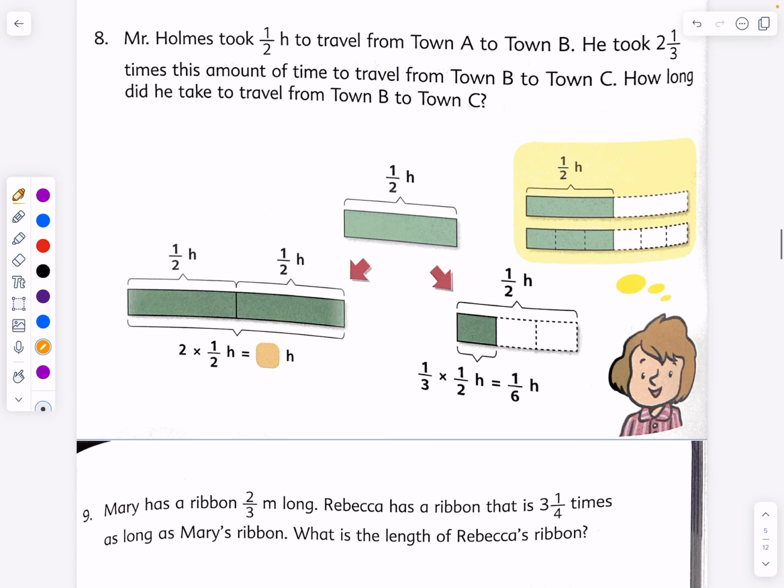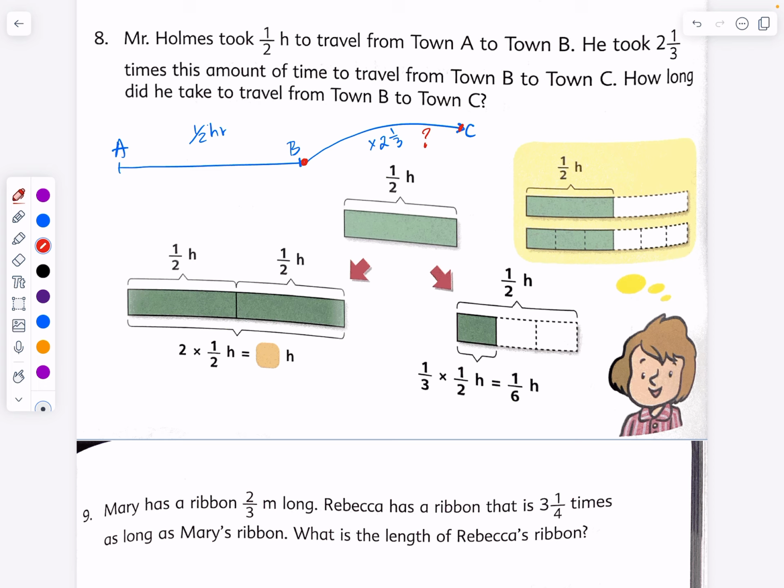Next word problem. Mr. Holmes took half hour to travel from town A to town B. So we have town A, we have town B, and he took half hour, 30 minutes. He took 2 1/3 times this amount of time to travel from town B to town C. So, did he spend the same amount? No, it was 2 1/3 times the previous. How long did he take to travel from B to C? How long did this journey take from B to C?